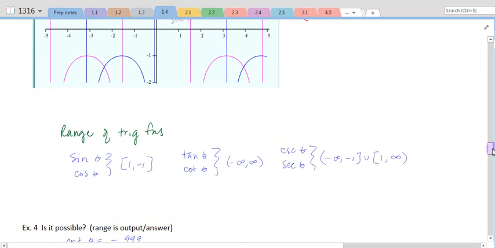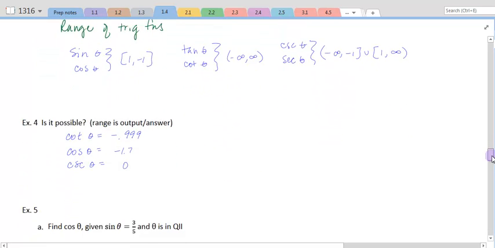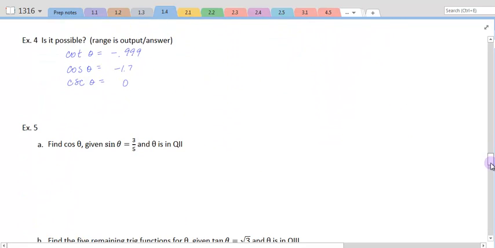So I can summarize that here, which I did. This is the range of my trig functions. For sine and cosine, it's from negative to positive 1. Tangent and cotangent, it's negative to positive infinity. And secant and cosecant are this right here. Let's use that information then to look at examples together.